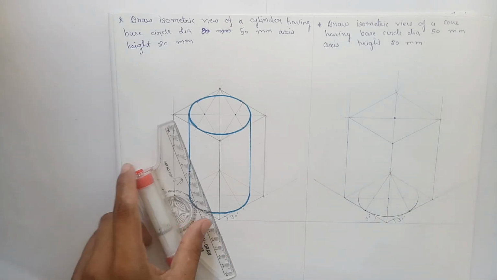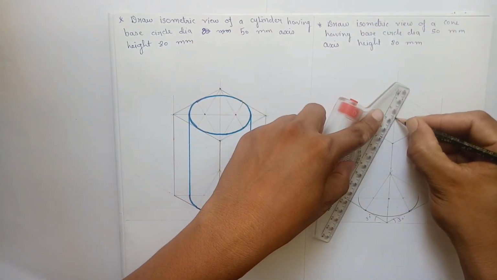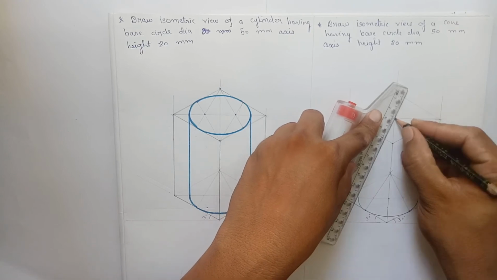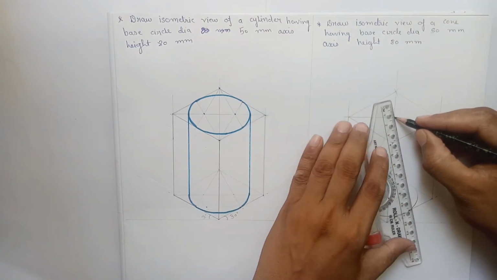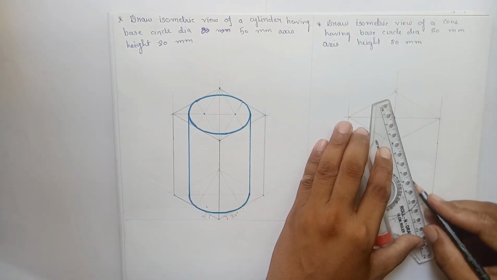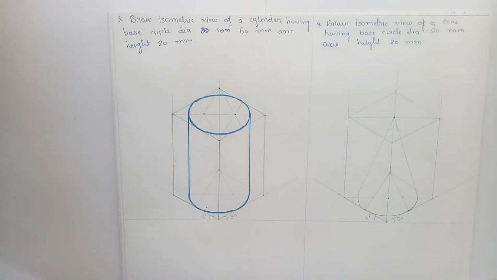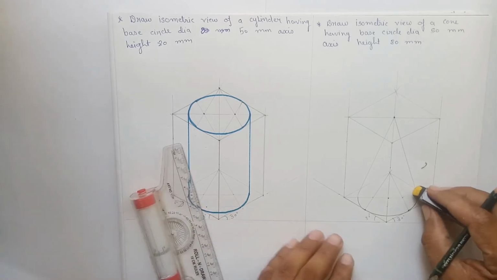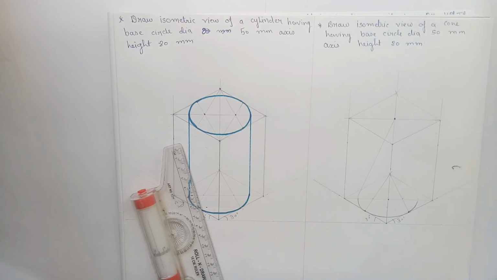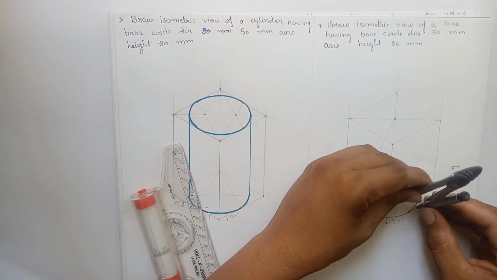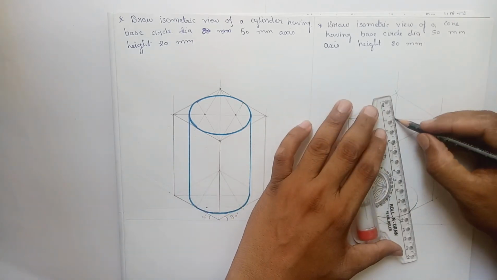Now if you want to draw the cone, draw a tangent to the base circle like this from the apex point. Here there is a mistake, we shouldn't draw the tangent yet. First of all, complete the arc and then draw the tangent from the apex point.